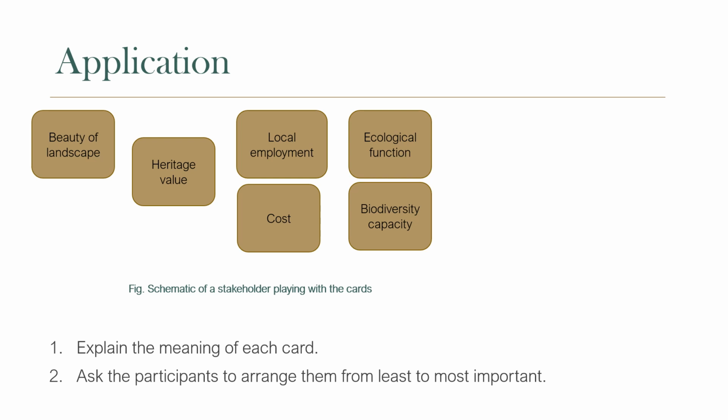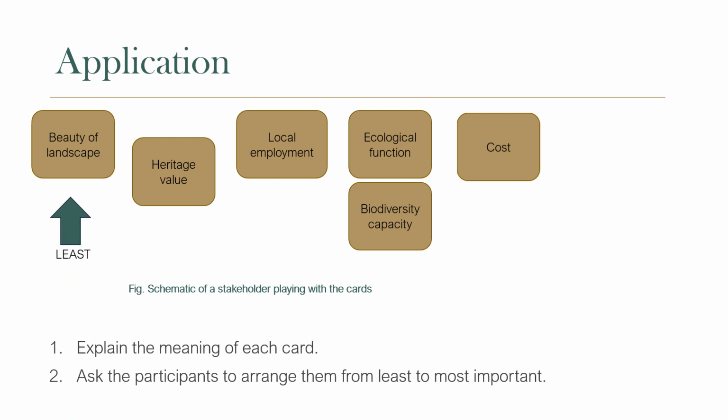Once the criteria are understood, you need to ask the participant or stakeholder to arrange them in an order of importance from left to right, from least to most important. This can take several minutes. The stakeholders can move and rearrange the cards several times until they are finally happy with their arrangement. And once the final arrangement is set, you confirm that the one on the left is the least important and the one on the right is the most important.